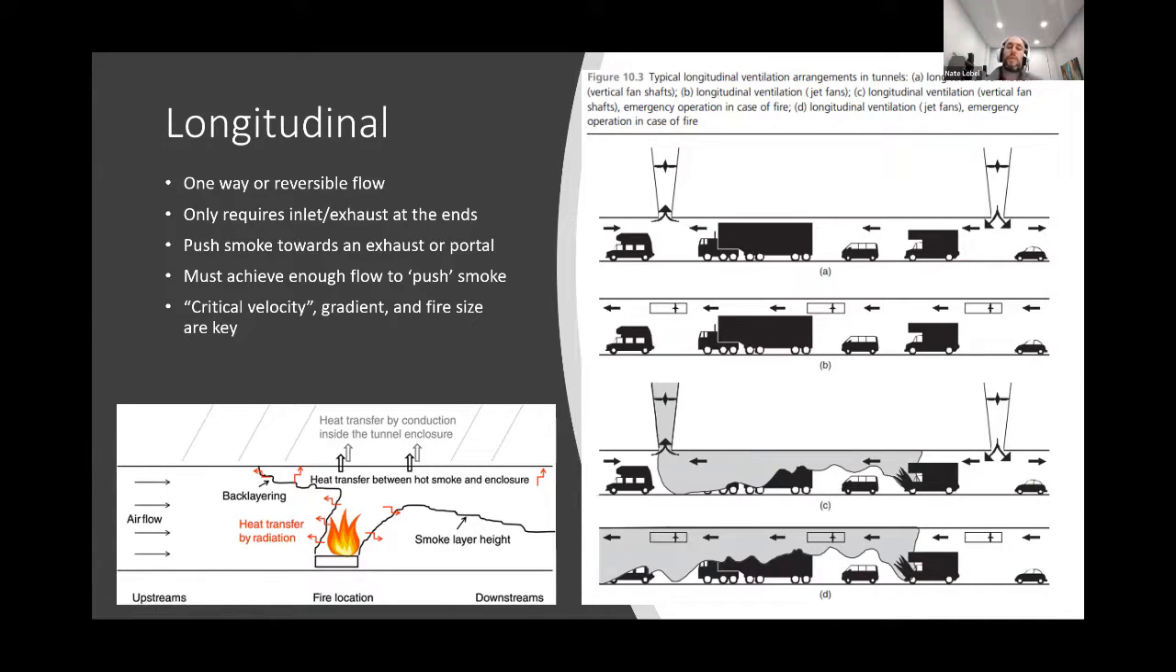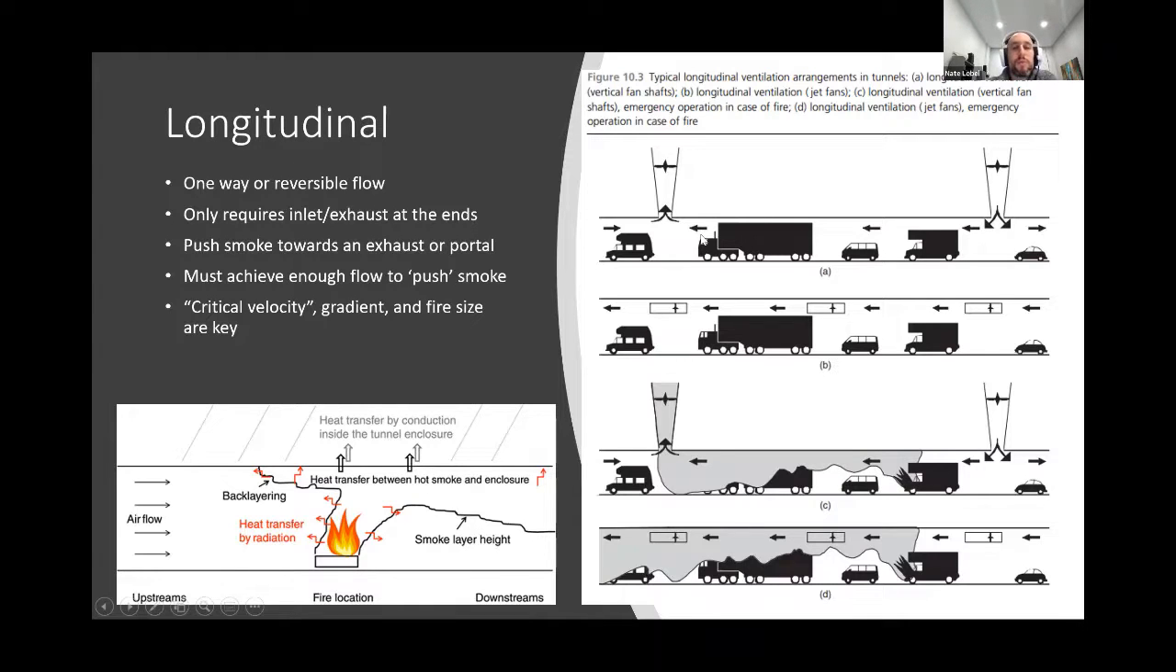These systems are quite commonly used in rail tunnels. It's what's being used on Melbourne Metro, Sydney Metro. All the rail tunnels tend to use longitudinal exhaust tunnel vents. It can be through shafts and supplies.